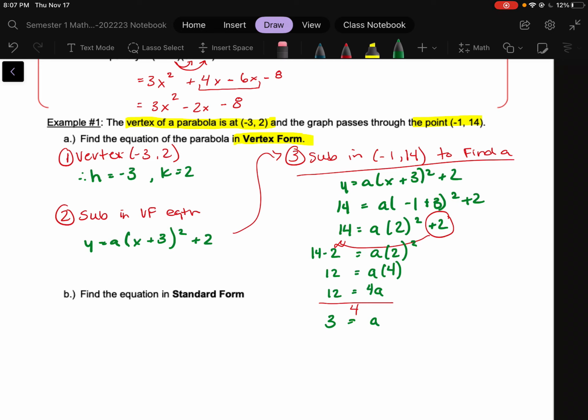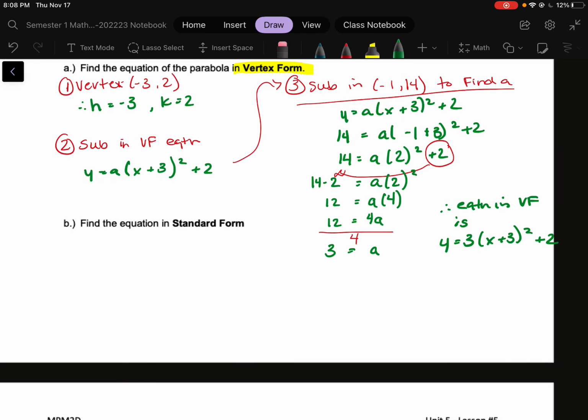Now we have to plug what we solved for a back into our final equation and write it out. So the equation in vertex form is y equals 3, remember that 3 that we just solved for, (x plus 3) to the power of 2 plus 2. So that is our new formula.